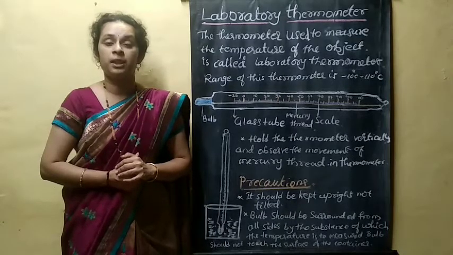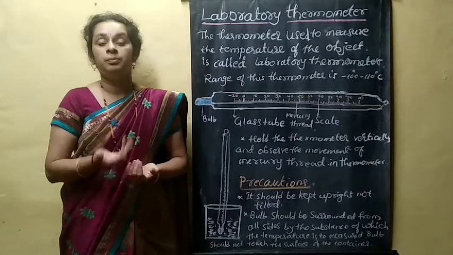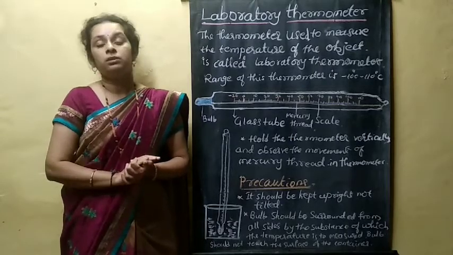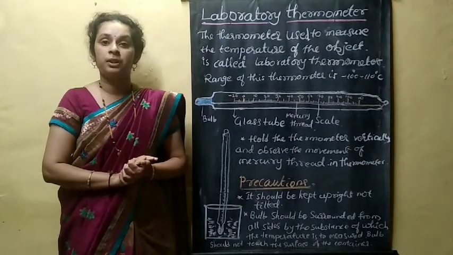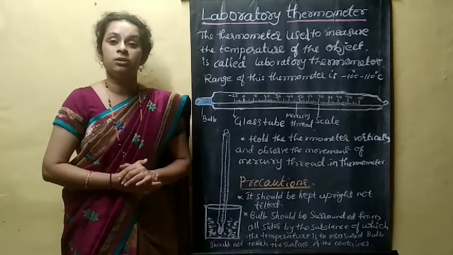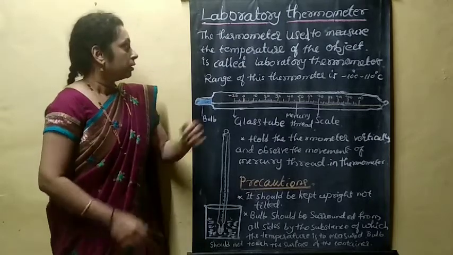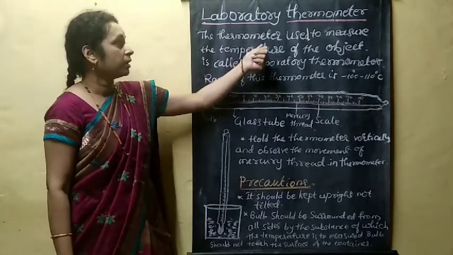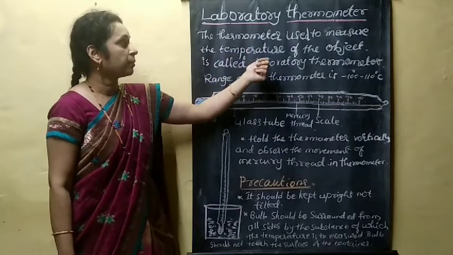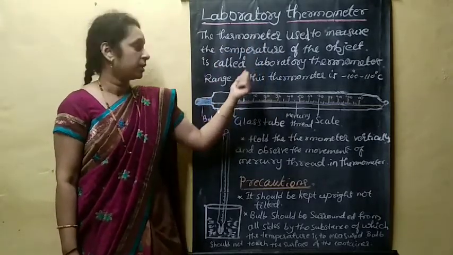You can measure the temperature of cold water, hot water, milk, or any other object. You can measure the temperature of those objects using a thermometer that is called a laboratory thermometer. The thermometer used to measure the temperature of an object is called a laboratory thermometer.